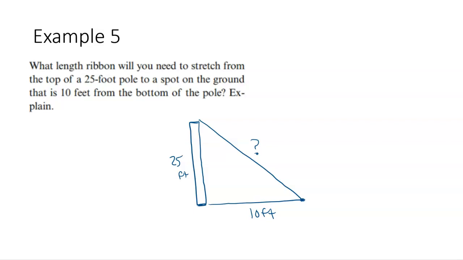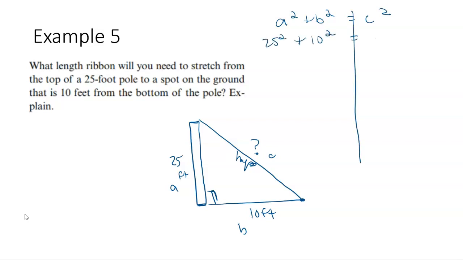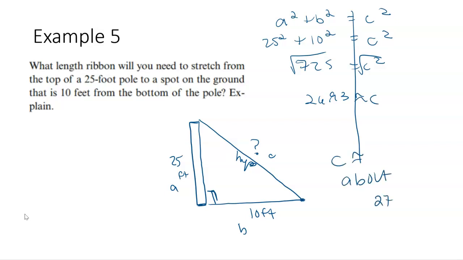Now, in this problem, we know that a pole is perpendicular to the ground, so we can use the Pythagorean theorem here again. This is going to be a right angle, which makes this the hypotenuse. So we can call this A, B, and C. A squared plus B squared equals C squared. So 25 squared plus 10 squared equals C squared. When we type all that in, we get 725 equals C squared. Square root both sides, and we get approximately 26.93. So we could say that the ribbon is about 27 feet.